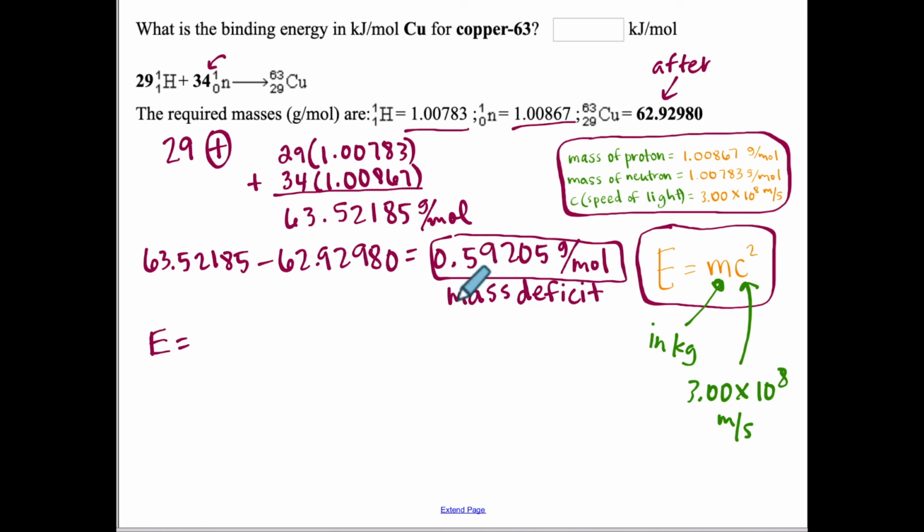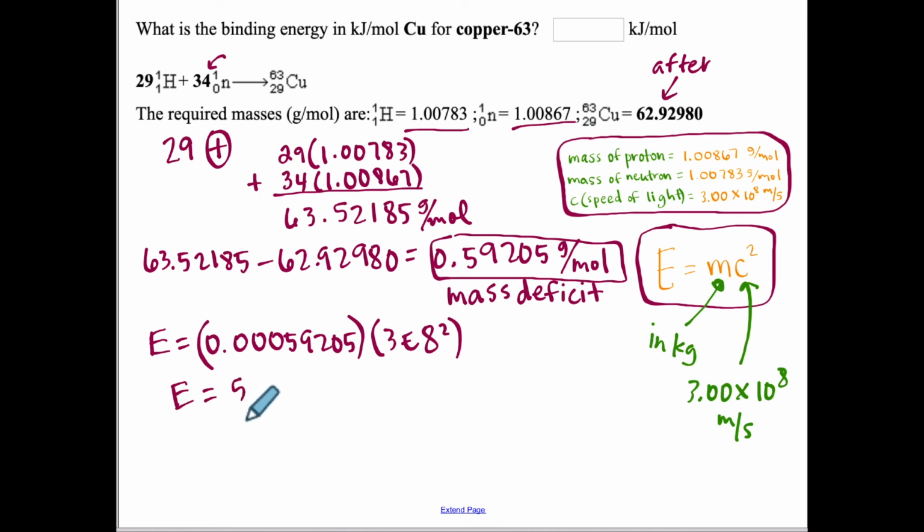We're going to change this to kilograms by sliding 3 places to the left. So 0.00059205, that's the m. C squared, we're going to put 3e8 squared into our calculator, and when we solve for that we get 5.328 times 10 to the 13th joules per mole. The per mole came from right here.